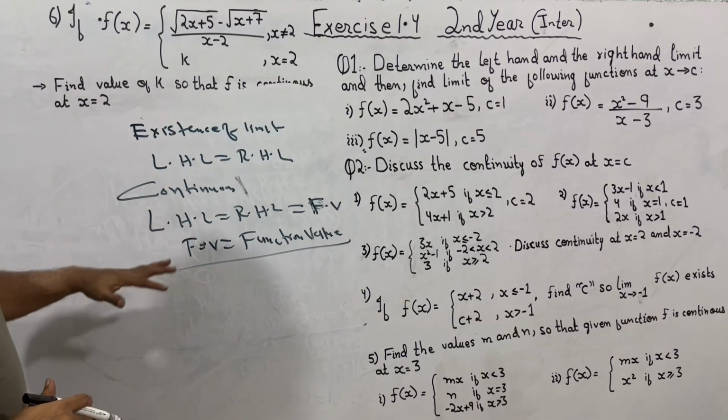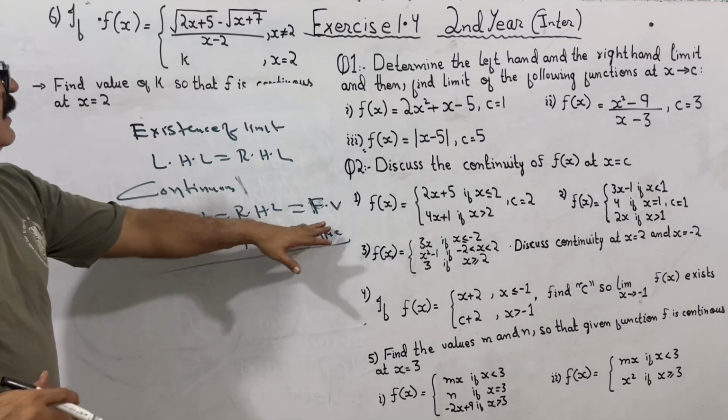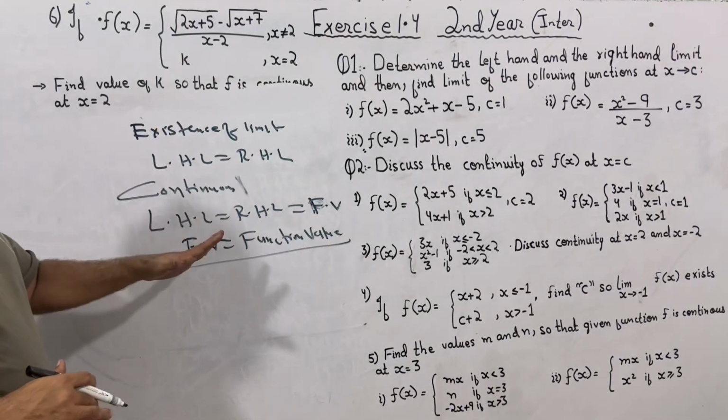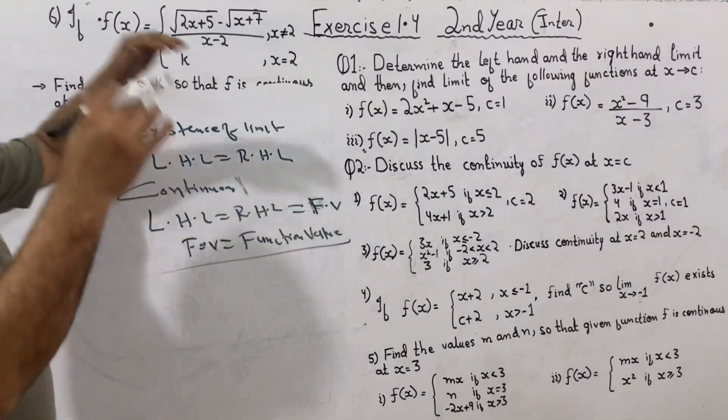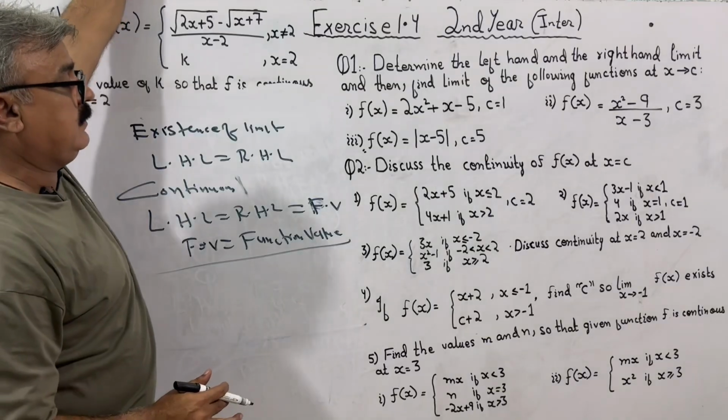For continuity, the left hand limit and right hand limit must be equal, meaning the limit exists, and the function value must also be equal to the limit value. Let's see and find out how.